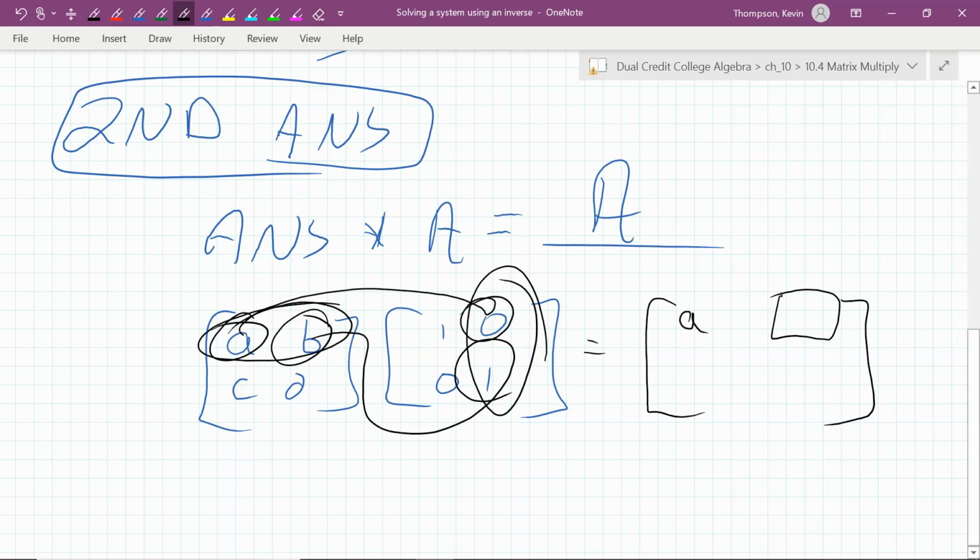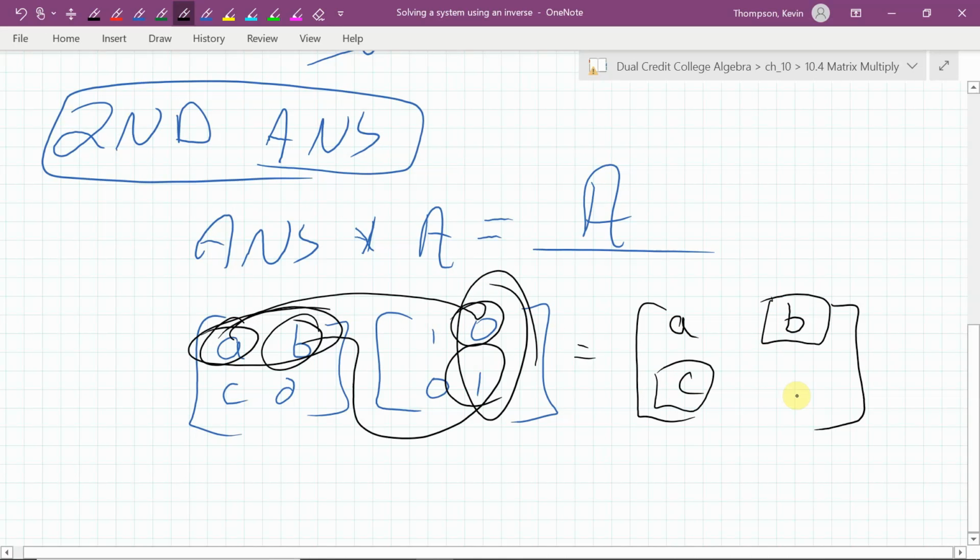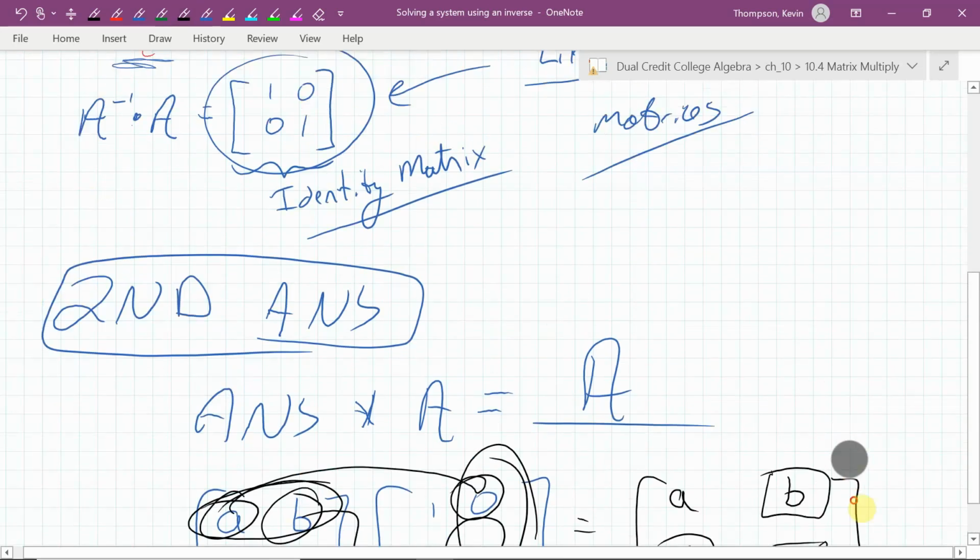Row 1, column 2. It's B. What's that one? C. Do you see we get the same answer back that we started with? So that's what I mean. It's kind of like a 1 for matrices. It's not going to change the answer.